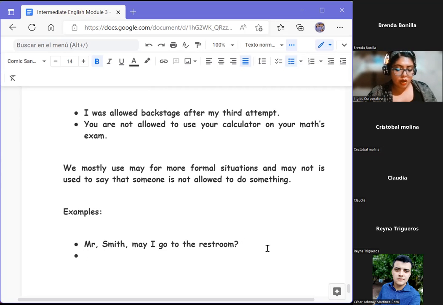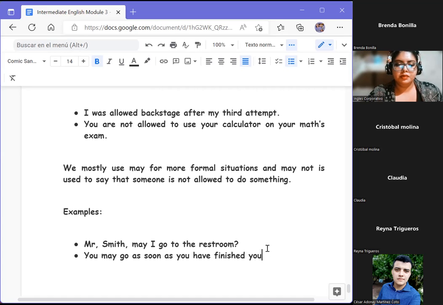And then, you may go as soon as you have finished your exam. And the last one, retailers may not sell items below the manufacturer's price.